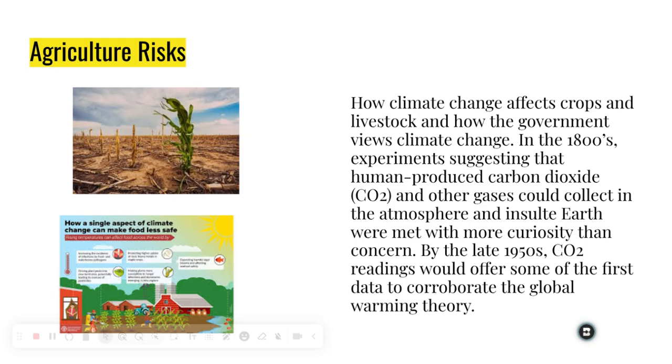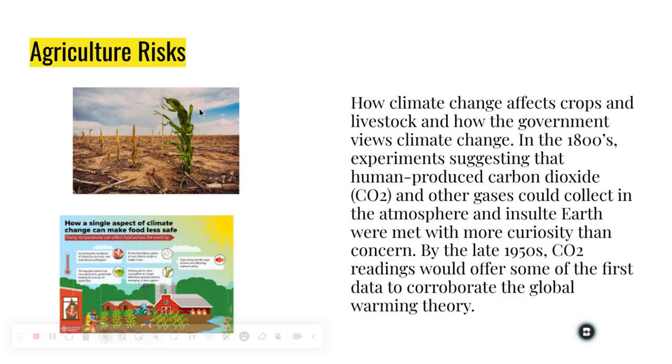Then for the agriculture risks is how climate change affects crops and livestock and how the government views climate change. In the 1800s, experiments suggesting that human-produced carbon dioxide, or CO2, and other gases could collect in the atmosphere and insulate Earth were met with more curiosity than concern. By the late 1950s, CO2 or carbon dioxide readings would offer some of the first data to corroborate, is that how you say it? Corroborate? I think so. But anyways, the global warming theory.